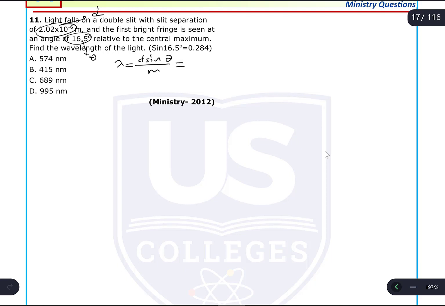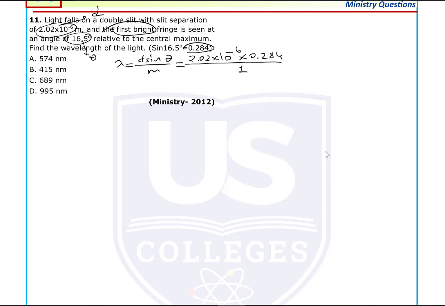D is 2.02 times 10 to the power of negative 6 meters. Sine theta is given as 0.284 divided by, it's the first bright fringe, which is 1. Then let's use the calculator.